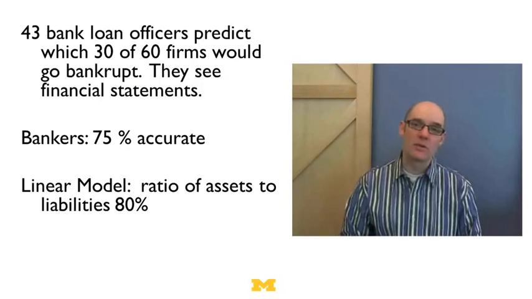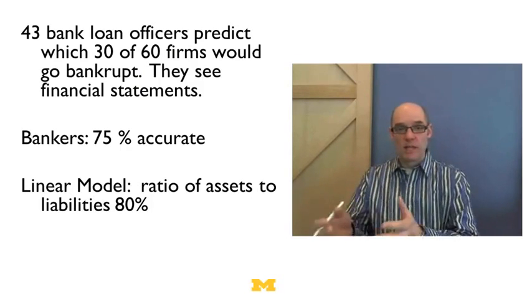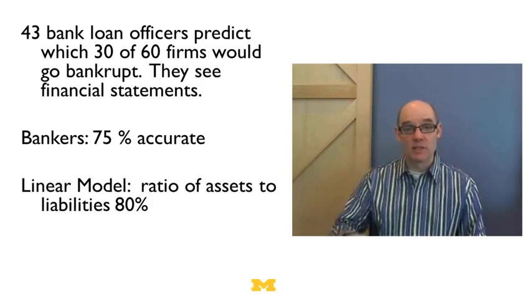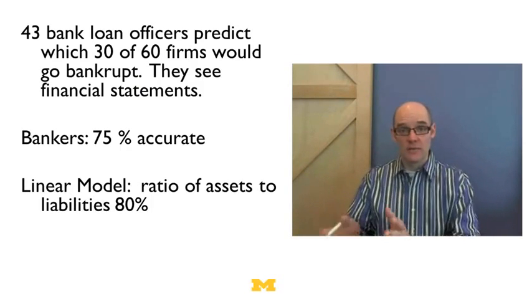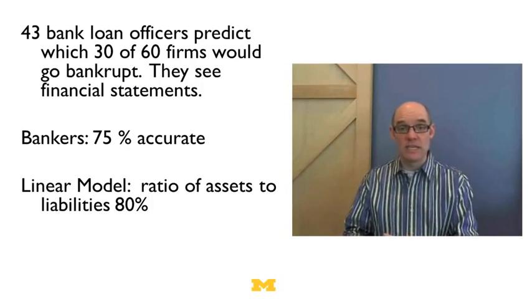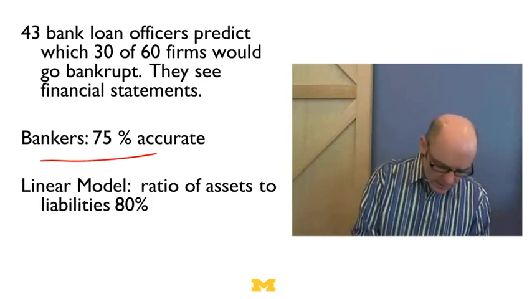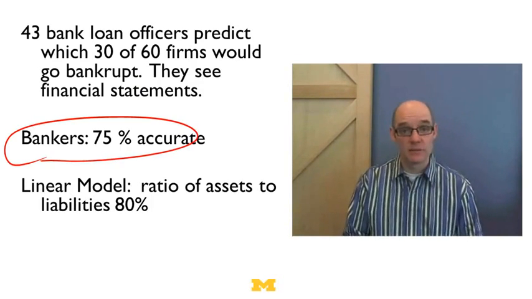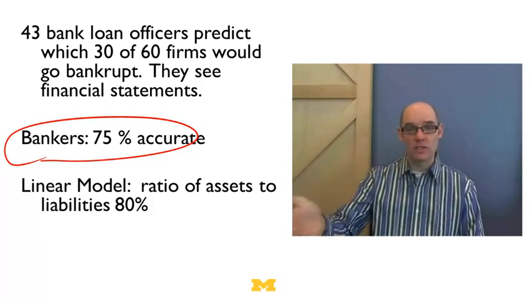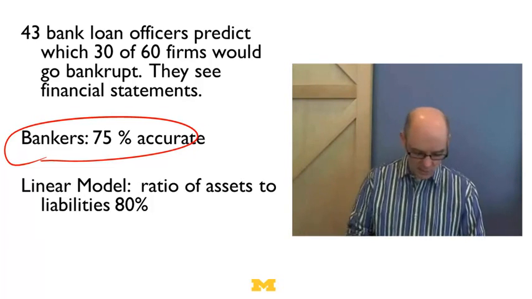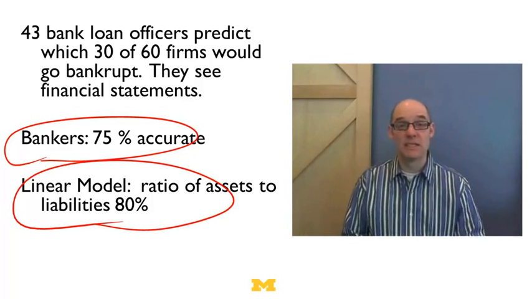You have 43 bank loan officers, and they're trying to predict whether these firms were going to go belly up or not, whether they'd repay their loans. And so they were given 60 loans, 30 of which it was already known had failed, and 30 of which it was already known had succeeded. And they asked these people to predict what was going to happen. Now these bankers, they're pretty smart. They were 75% accurate, so that's actually pretty good. But if you took a simple linear model just based on the ratio of assets to liabilities of the people taking out the loans, that was right 80% of the time. So the models beat the people.